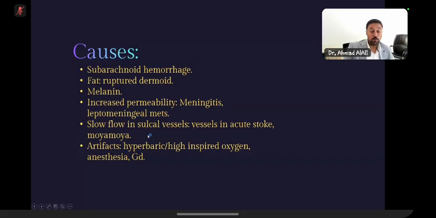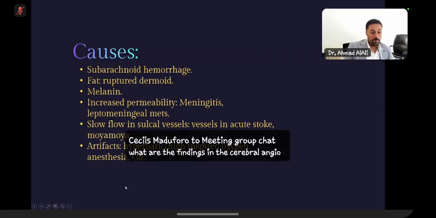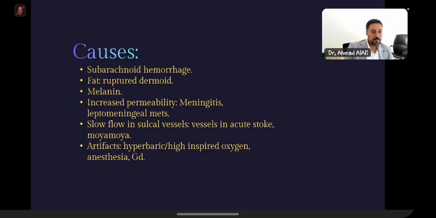Leptomeningeal disease also. Slow flow or signal voids in the sulcal vessels in cases of acute stroke and moyamoya. Artifacts, like in hyperbaric or high inspired oxygen anesthesia agents, also can cause that. Gadolinium from a previous injection can last for some time and can cause that. So candidate number two, after looking at the differential list with the narrowing of intracranial vessels in a young patient, which one of these would be more likely?